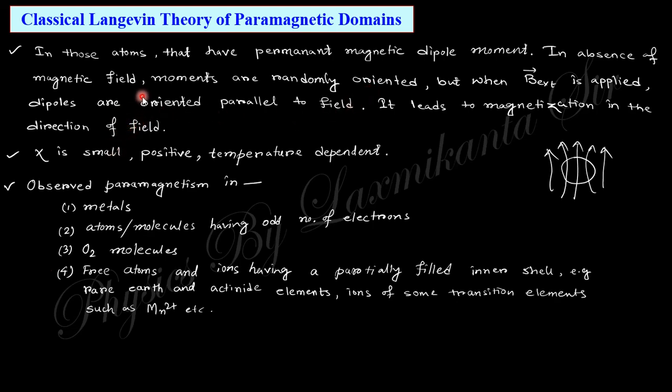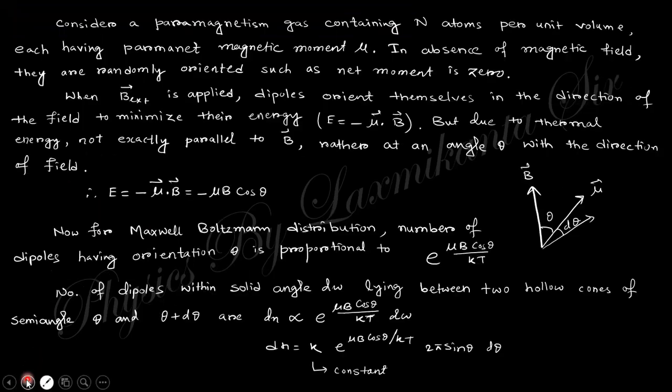They are randomly oriented. That's why the total magnetic moment will be zero. But when you apply an external magnetic field, the dipoles are oriented along it, and they make some magnetism. See, this susceptibility is small, positive, and temperature dependent. Paramagnetism actually happens in materials such as metal atoms with an odd number of electrons, the oxygen molecule, free atoms, and ions having a partially filled inner shell, for example rare earth and actinide element ions. So this is where paramagnetism actually arises.